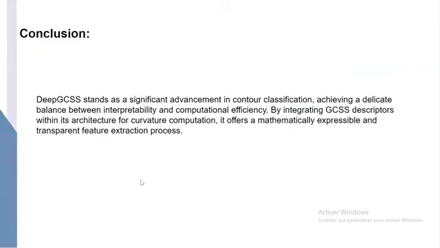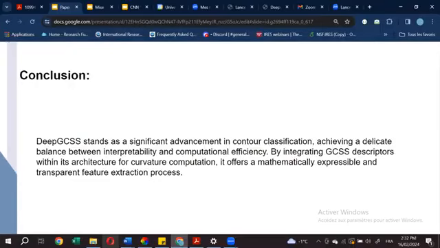As a conclusion, this paper presents DeepGCSS, which stands as a significant advancement in contour classification, achieving a delicate balance between interpretability and computational efficiency. It integrates the GCSS descriptors within the deep learning architecture in order to extract explainable and robust invariants, which are the GCSS descriptors, and which offer a mathematically expressible and transparent feature extraction process.